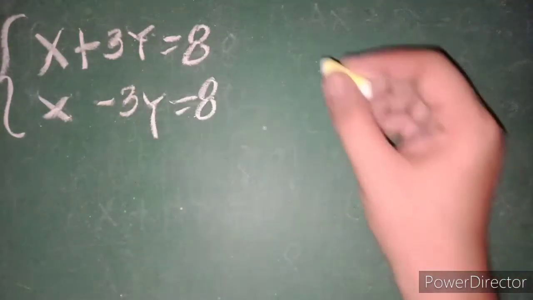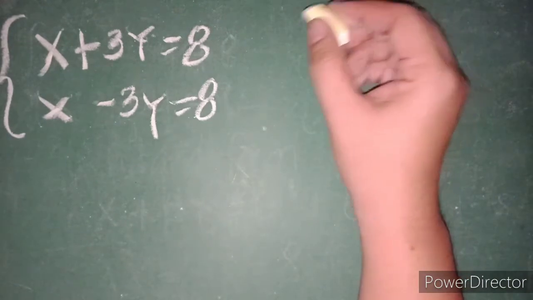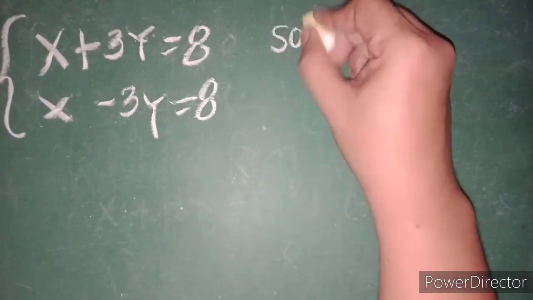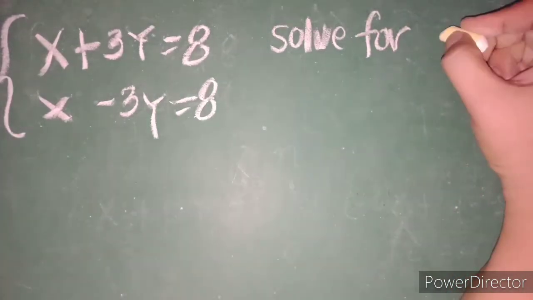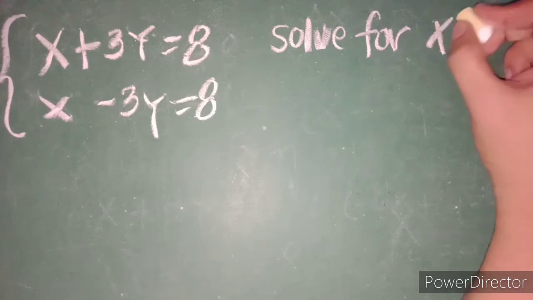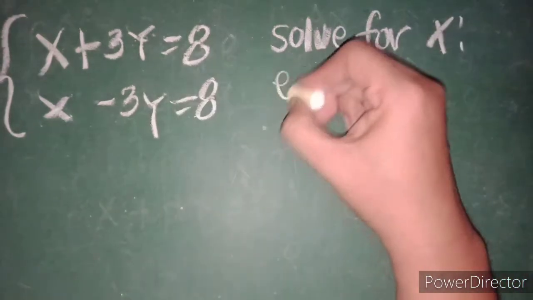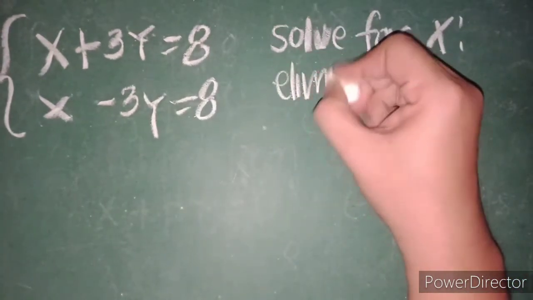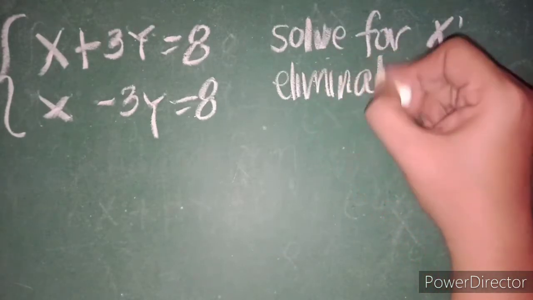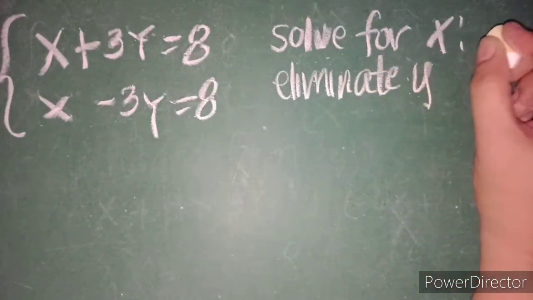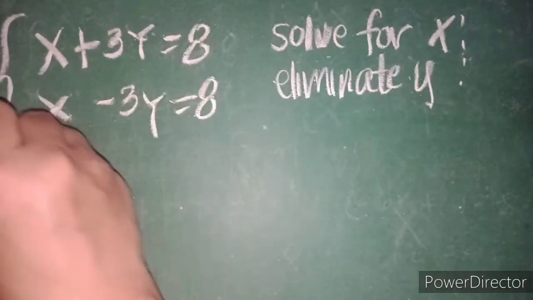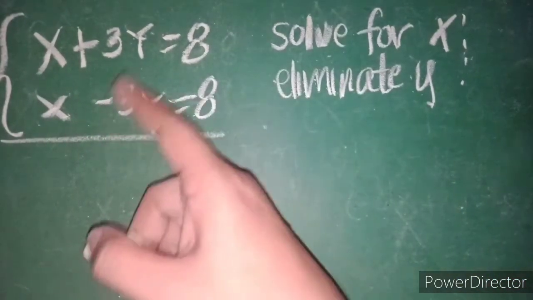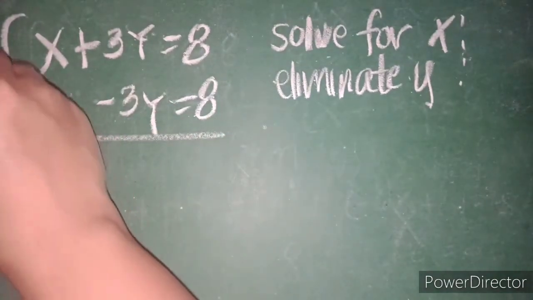Okay, so ito na yung gagamitin natin ngayon. The system of x plus 3y equals 8 and x minus 3y equals 8. So the first step is to solve for x. Para ma-solve natin yung x, i-eliminate muna natin yung y, yung may variable na y. Ang may variable sa equation natin ay positive 3y at negative 3y. So, mag-iisip tayo ng paraan para makancel ang y.